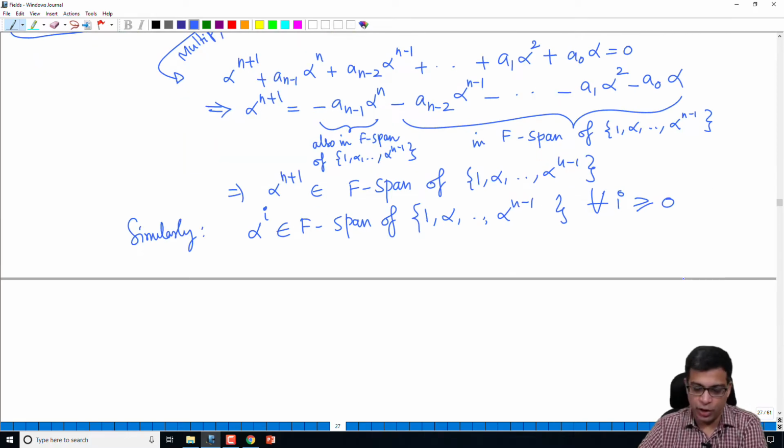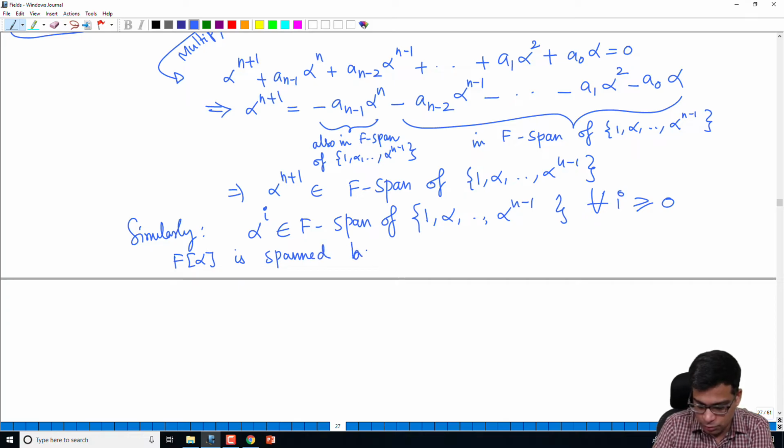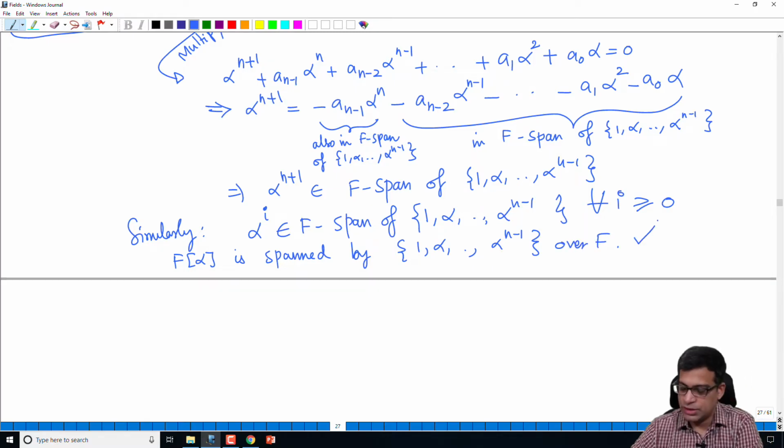Okay, so I can put everything together now, because alpha power 0, which is 1, is in the F-span, alpha is there, alpha power n minus 1 is there. For the first n powers, it is immediately clear because they are all already in this set. But for higher powers, we argued here that they are all in the span of this. That means F square bracket alpha is spanned by this set over F. So this is the first part.